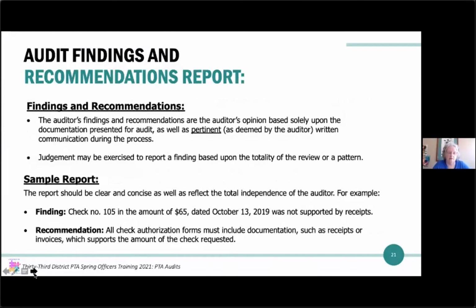Okay, there we go. So this is just some information. The findings and recommendations is the auditor's opinion, but it's based solely on the documentation presented for audit. And so you're not reading any extra things into it. You're just reading the documentation that you received.